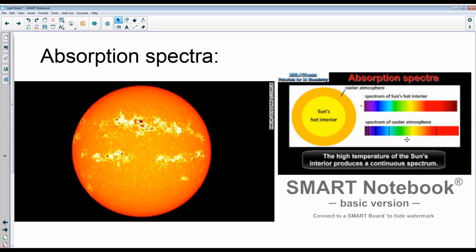The sun sort of scatters its own light because of its exterior. Most of the heat and light from the sun is actually produced in the interior, and the exterior of the sun sort of scatters away certain frequencies.